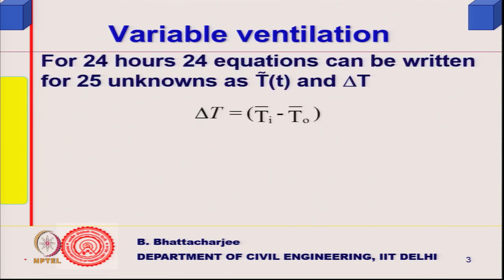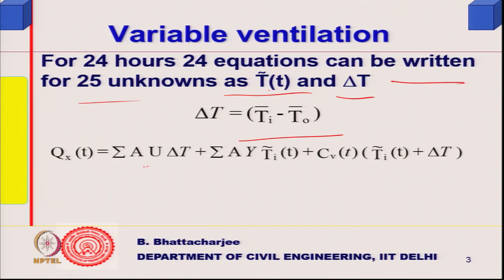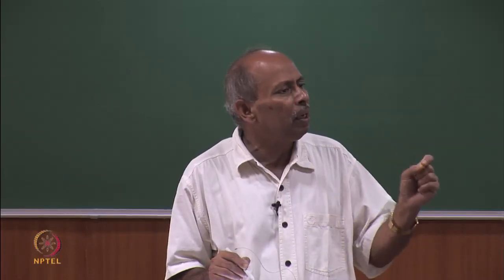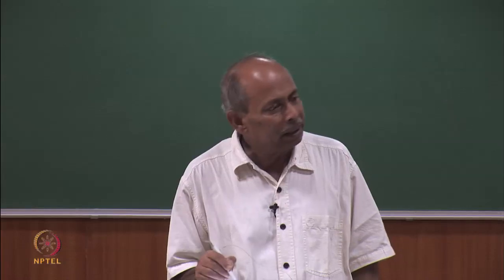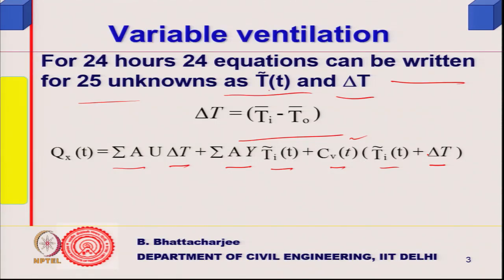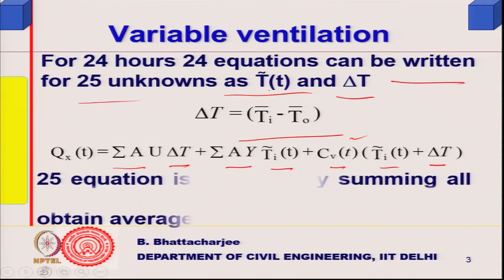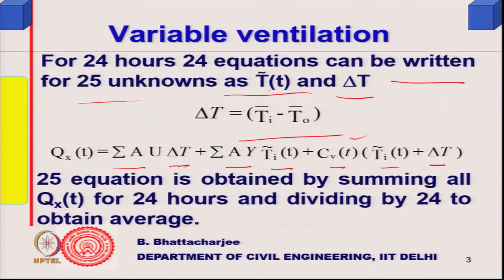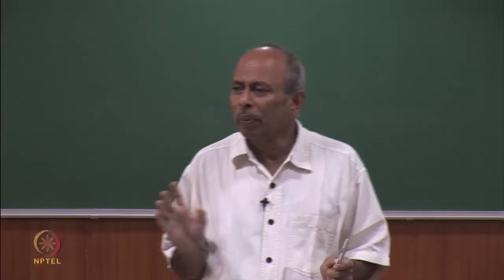So, for 24 hours, 24 equations can be written with 25 unknowns, 24 of them plus delta t. Delta t is this, right. So, Qxt is equal to AU delta t plus AY Ti swing CV. This is how I can write the same equation, in a slightly different manner, and for each time, because every hour I have CV varying, the number of air changes per hour is varying at every hour, hourly variations are there. So, therefore, I will get 24 separate CV values and I can write this equation. So, the 25th equation is in the question. I sum up all those 24 hourly Qxt.